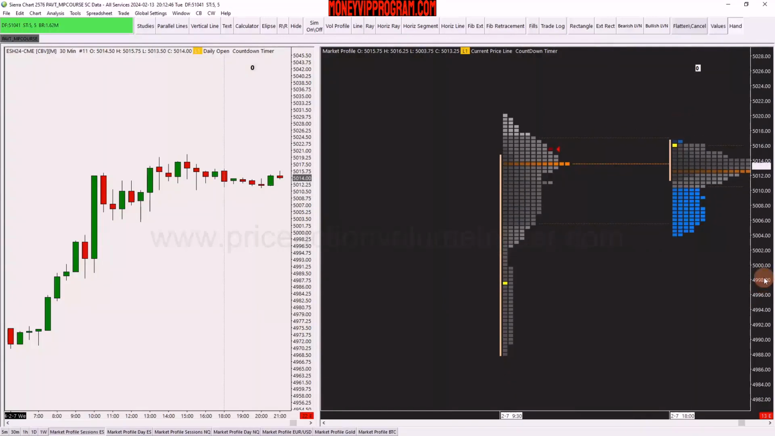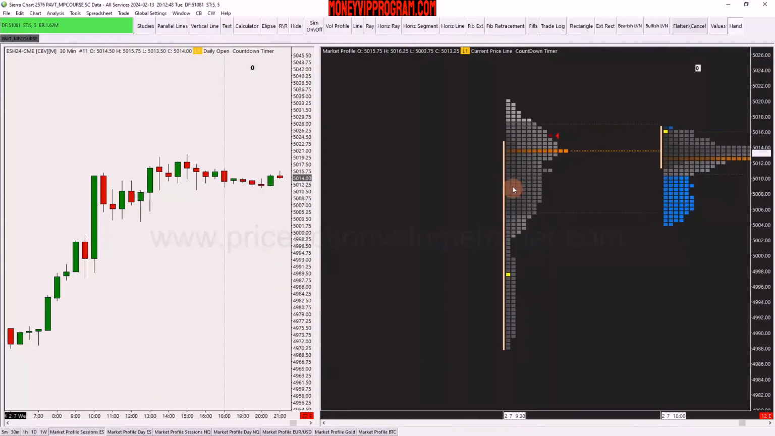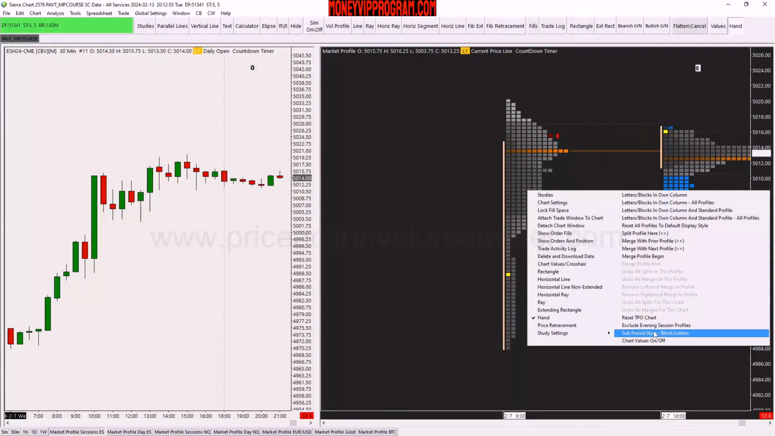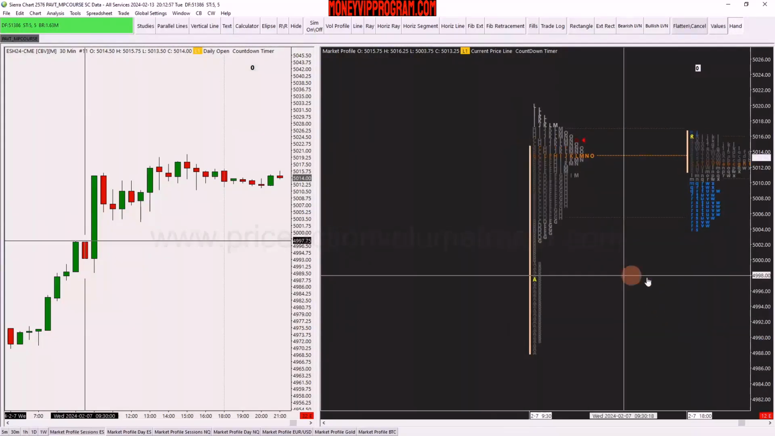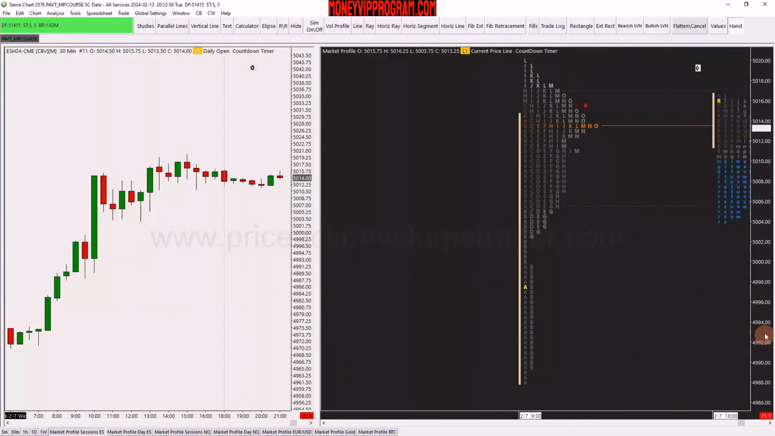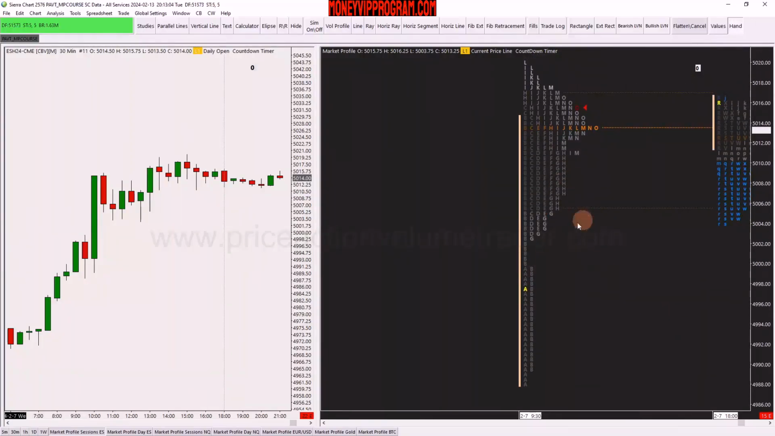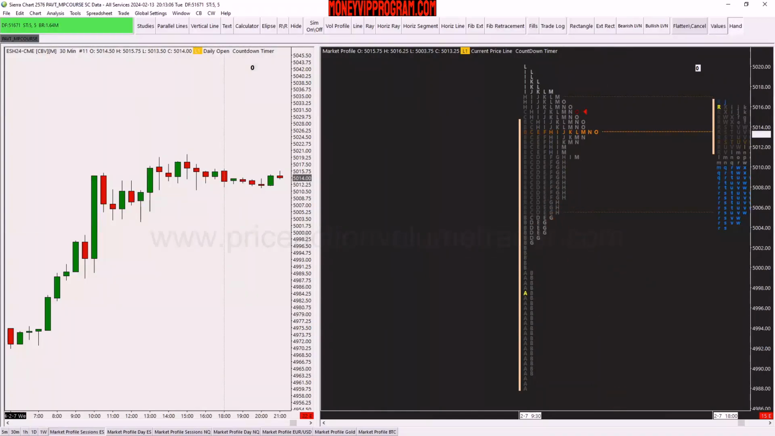Before I start the replay, I'm going to switch this over to letters just because for this example it'll be easier to follow along with the letters, because that way you can just follow by the alphabet. You can see we open right here on A. So let me just set up the replay and we'll get started.